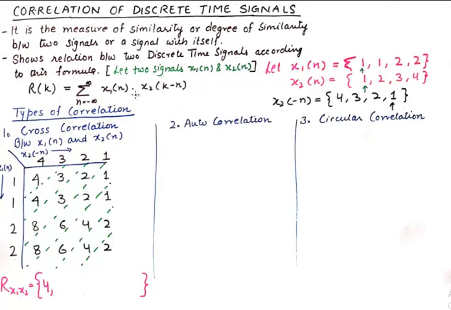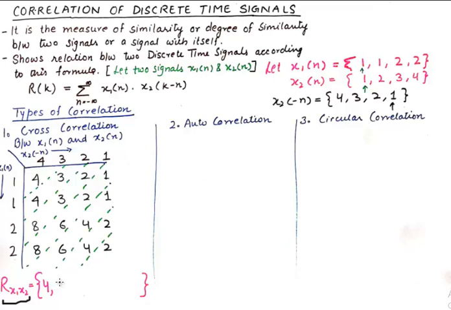And the rest of the process is very similar. You multiply 1 with 4 3 2 1 and write down in the first row, and then you multiply 1 with all the elements 4 3 2 1, multiply 2 with all the elements 8 6 4 2, multiply 2 with all the elements 8 6 4 2 again, and then we draw these diagonal lines and we add up the elements to find out the cross correlation between x1 and x2.